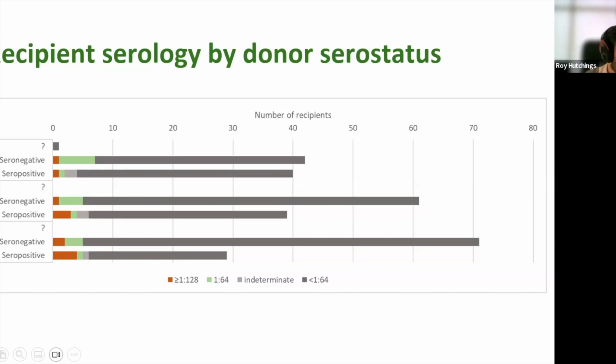So for example, at the 3-month mark, the recipients of seronegative donors had a high prevalence of a titer of 1 in 64. In fact, higher than the recipients of seropositive donors. And this is true at all 3 time points, which is interesting.